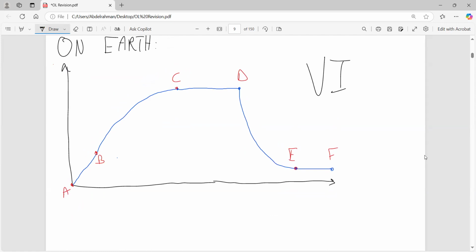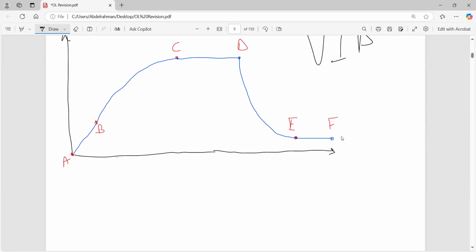VIP. Okay, it's extremely important. From A to B, what happens? He jumps from the airplane.